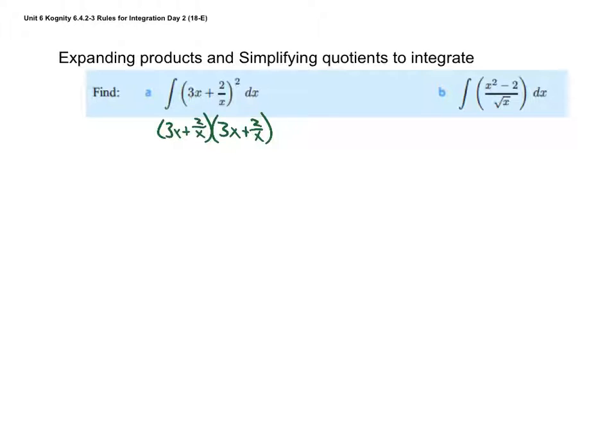And when we FOIL that, you guys know how to FOIL. So this is going to be the integral of 9x squared. 3x times 2 is just a plus 6, and there are 2 of those, so that's a plus 12. Plus 4 over x squared dx.